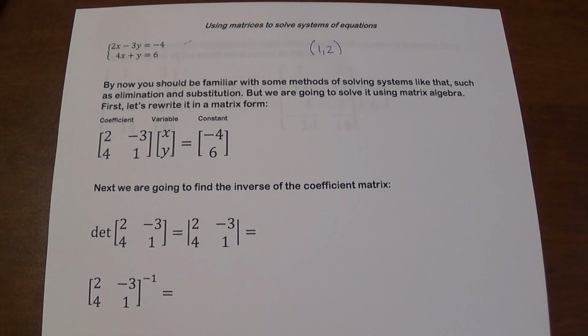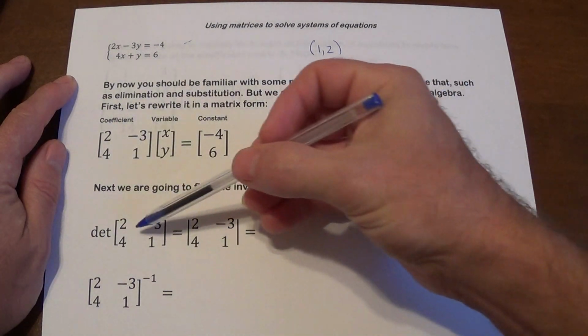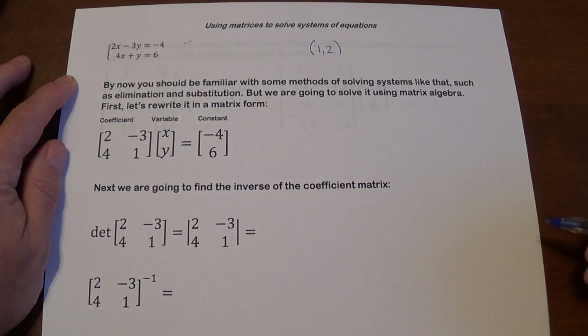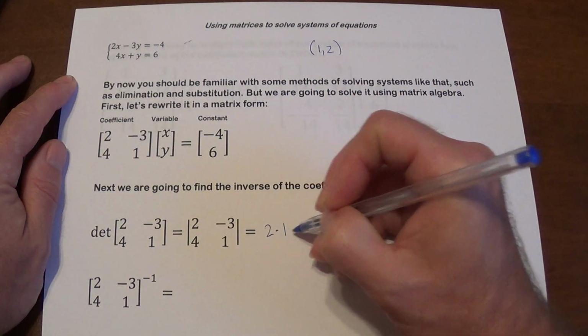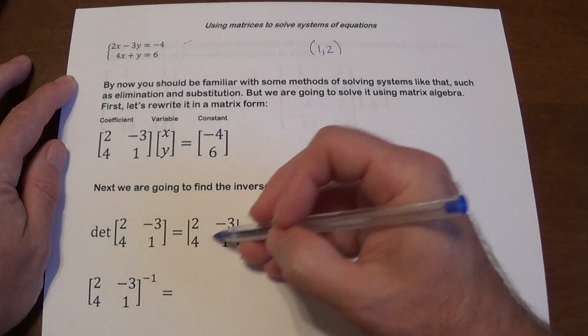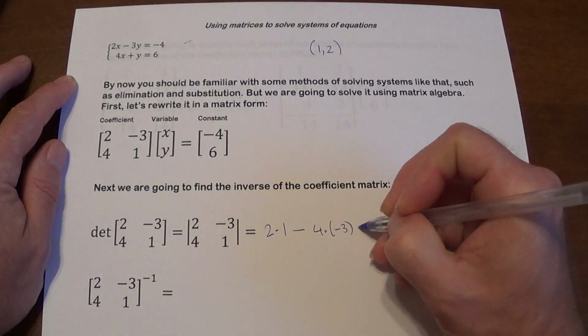Next, we're going to find the inverse of the matrix. That involves two steps: finding the determinant first, which is easy to do for a 2 by 2 matrix. That's two different ways of writing the determinant. It's going to be the main diagonal, multiply those two numbers, minus, and then you multiply the numbers on the other diagonal. 4 times -3, and then it's 14.